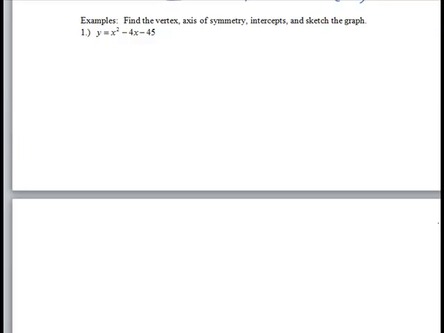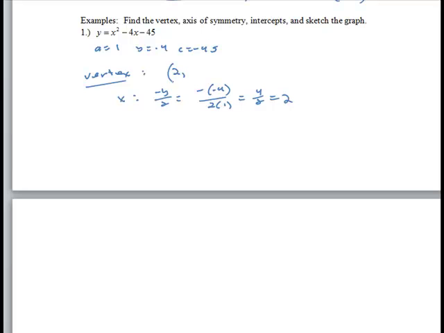So we recognize this as a quadratic equation in standard form. We can identify a is equal to 1, b is equal to -4, c is equal to -45. So begin by finding the vertex, more specifically the x-coordinate of the vertex, using that little formula, negative b over 2a. So negative negative 4 over 2 times 1 simplifies to 4 over 2, or 2. So the x-coordinate of the vertex is simply 2. Substitute that into the equation in order to solve for y. y is equal to 2 squared minus 4 times 2 minus 45, which simplifies to negative 49.